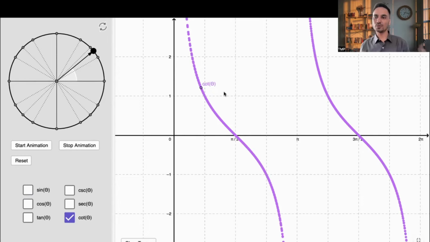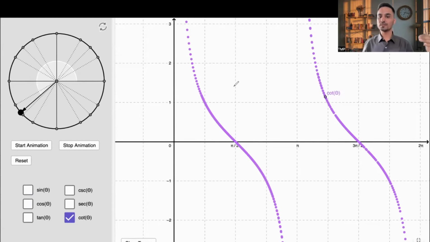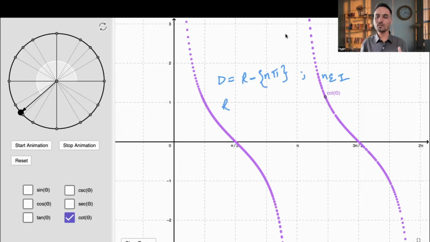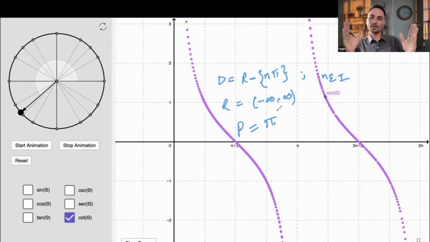So let's write down the domain, range, and period of the cot theta function. Here we can see that the domain of this function is all real numbers minus the asymptotes, and those are given by n pi in this case, where n belongs to any integer. And the range of this function is -infinity to infinity. And the period of cot theta is pi, the reason being that it shows you all its values in an interval of pi.